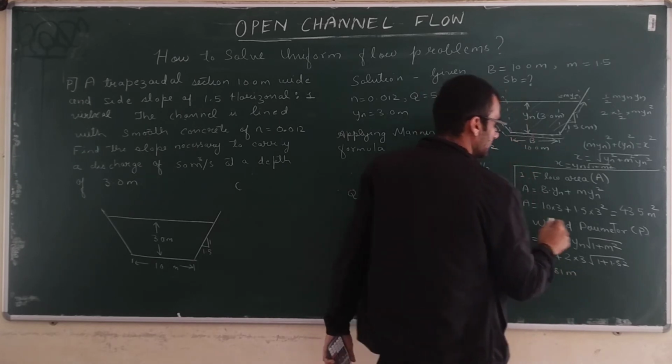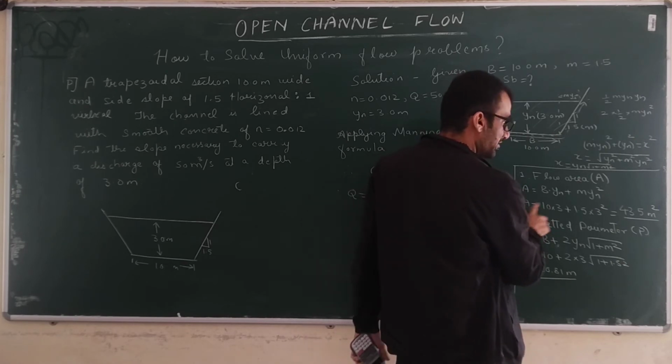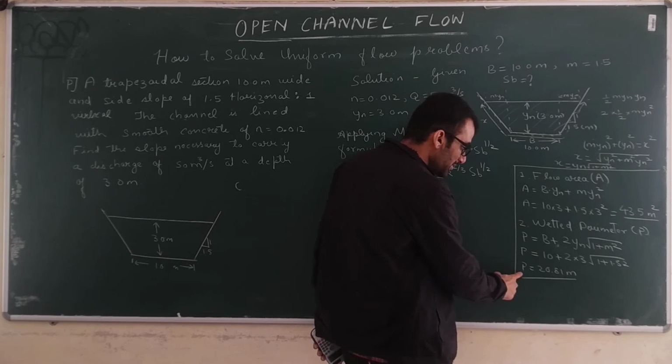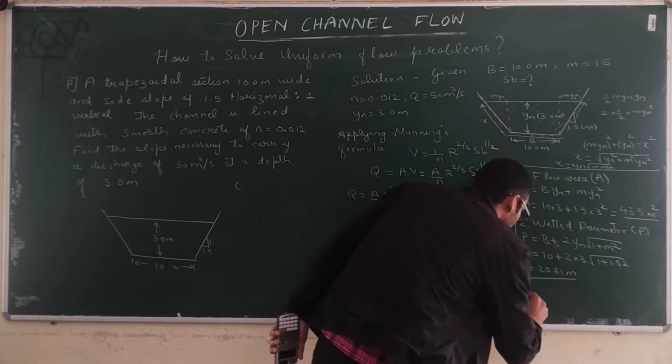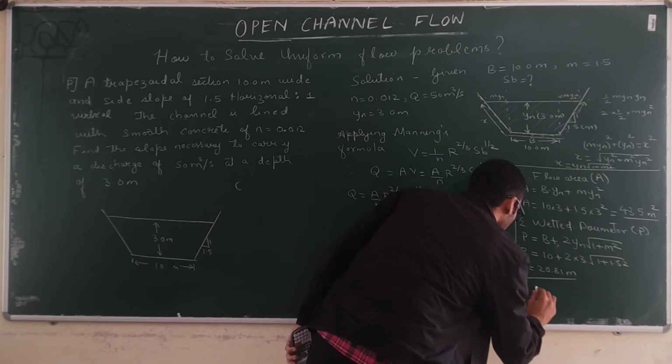What will be the unit? Pay attention to the units also. Flow area will be in meter square because it is area. Wetted perimeter is a length, so the unit will be meters. Okay, SI unit. Then third, we need the hydraulic radius.